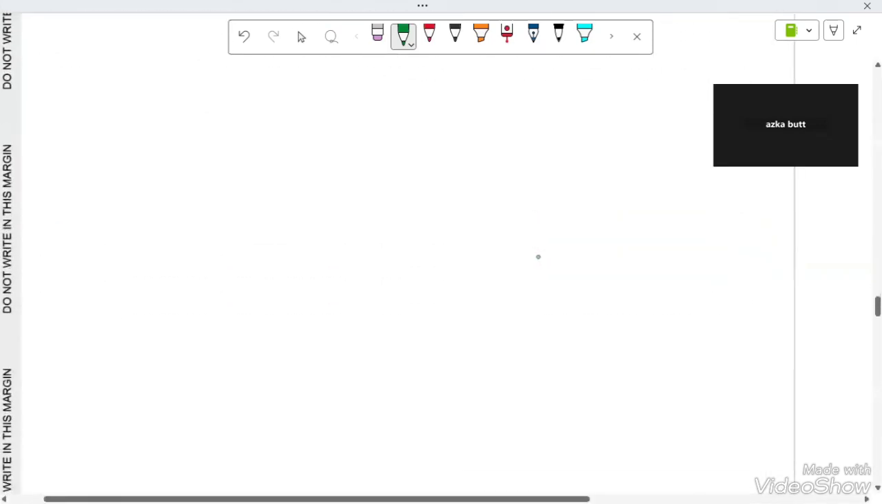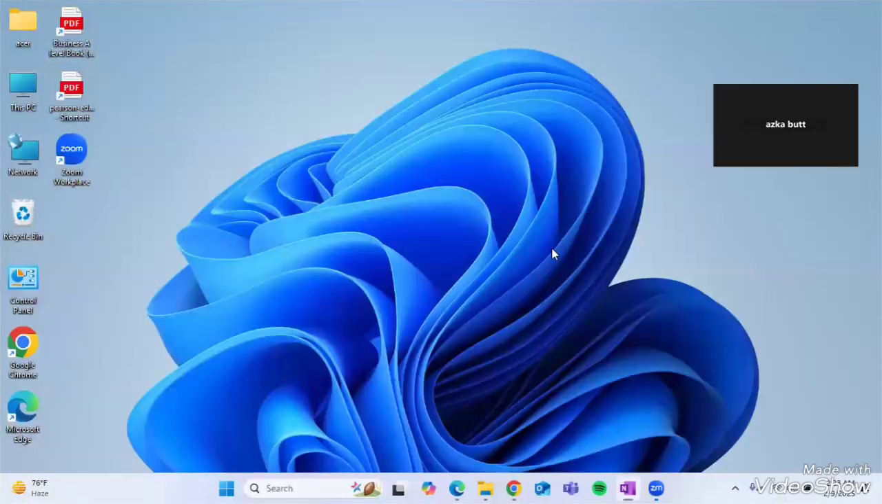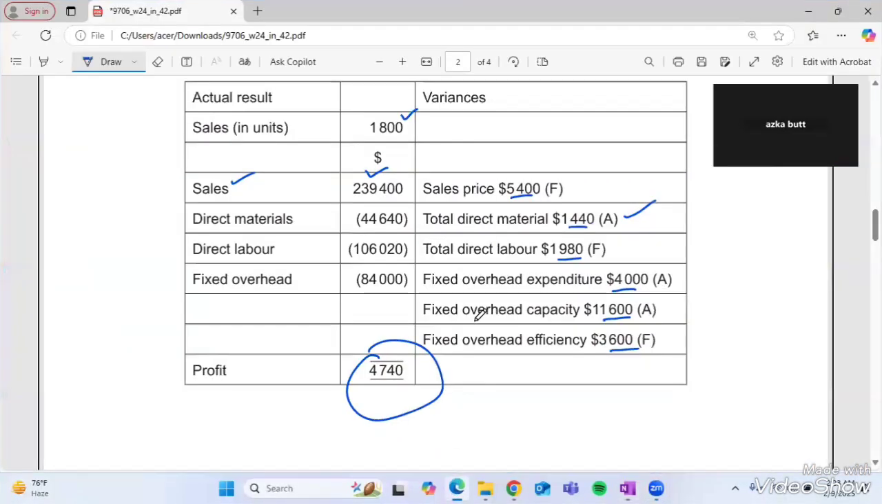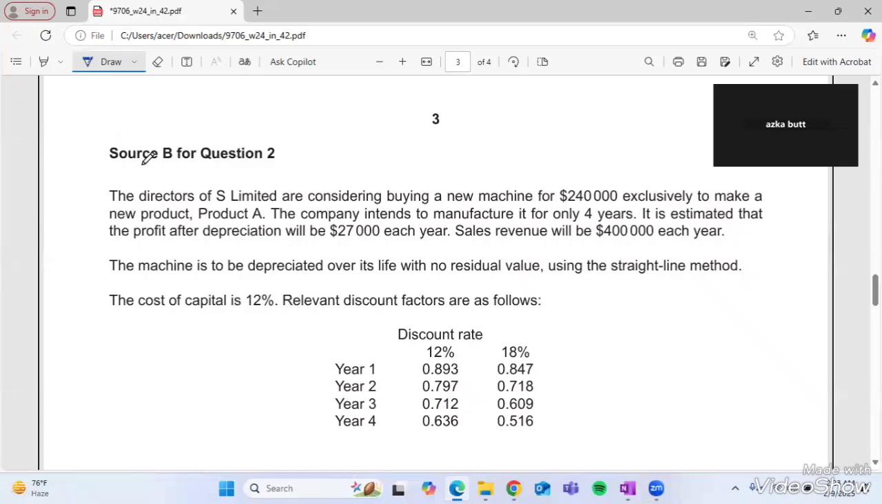Okay. So now let's see question number two. So here we have question number two. The directors of the company are considering buying a new machine, which costs $240,000, exclusively to make a new product. This is our upfront cost.